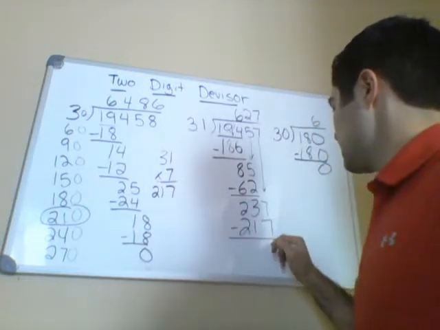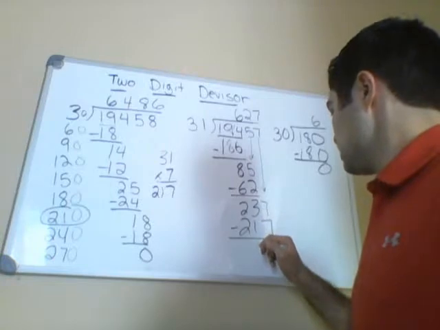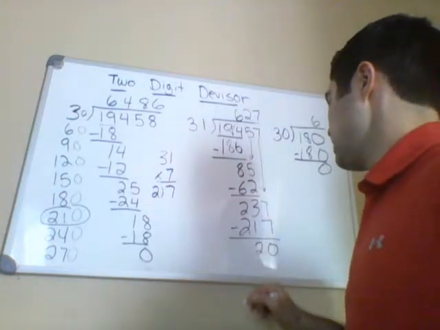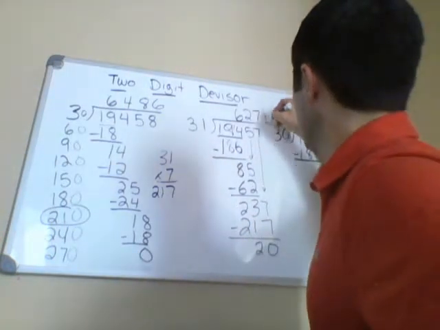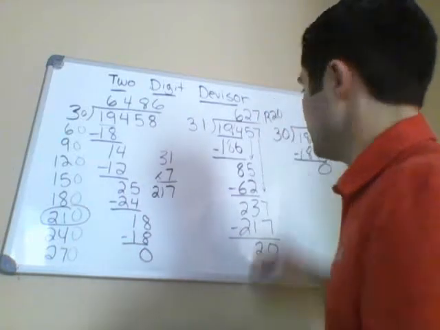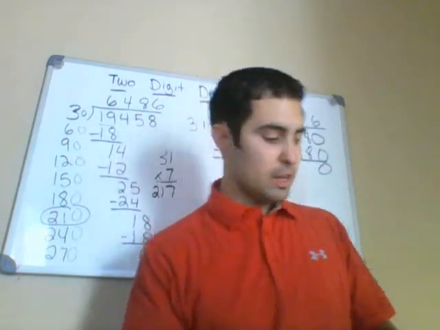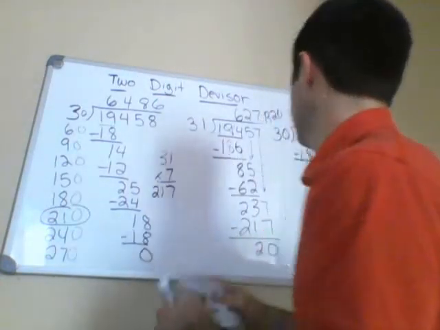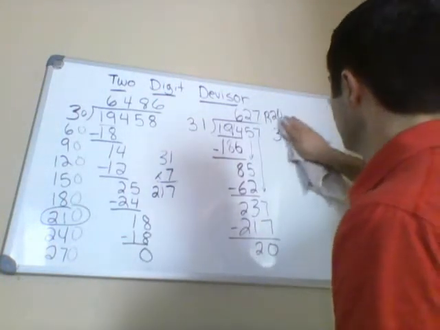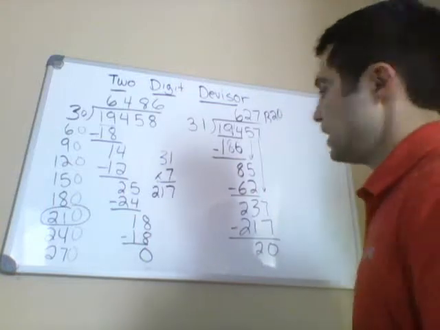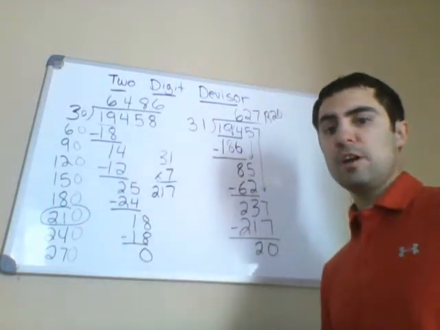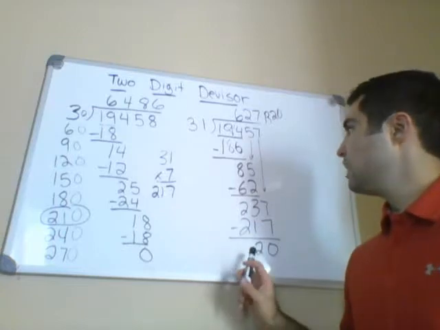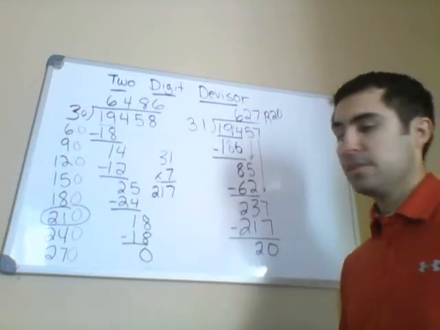Subtract. 7 minus 7 is 0. 3 minus 1 is 2. 2 minus 2 is nothing. So you got a remainder of 20. Let me erase some of this because there's a lot of numbers up there, and I want you guys to focus on this answer. Okay, so that's how you use easier numbers to divide here.